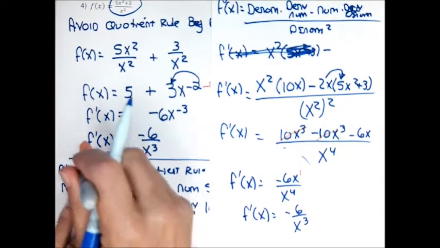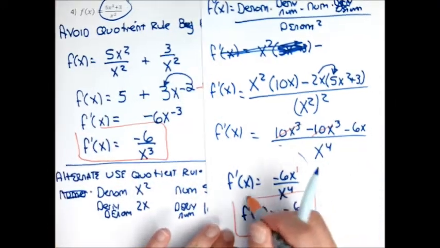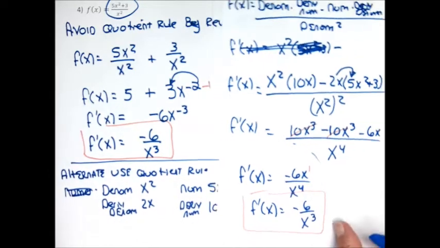If you look at avoiding the quotient rule versus using the quotient rule, the derivative comes out exactly the same. So if you don't want to try to avoid the quotient rule, if you want to just blindly use the quotient rule for the derivative of every fraction, it will work every time. It's just that sometimes you can avoid it and it saves some work.